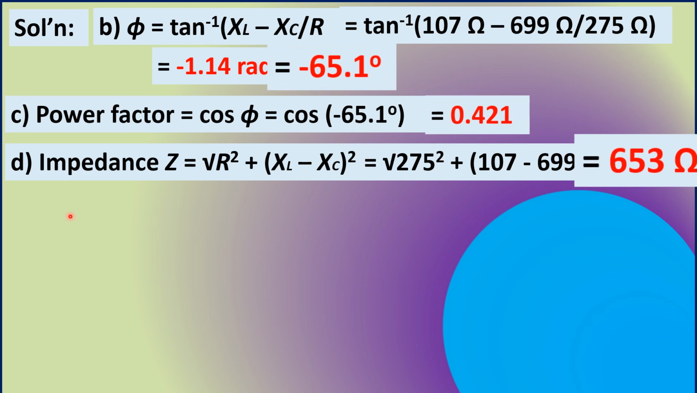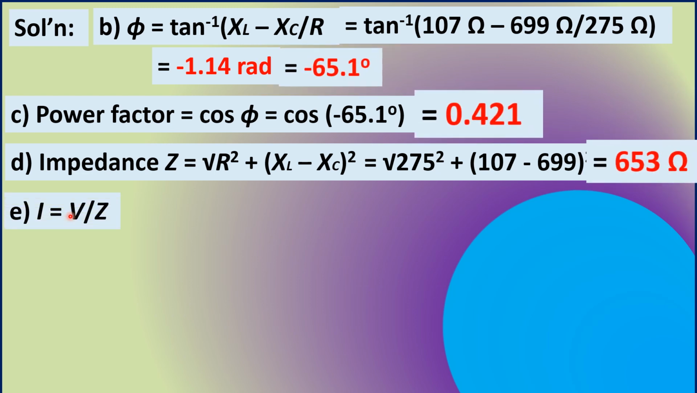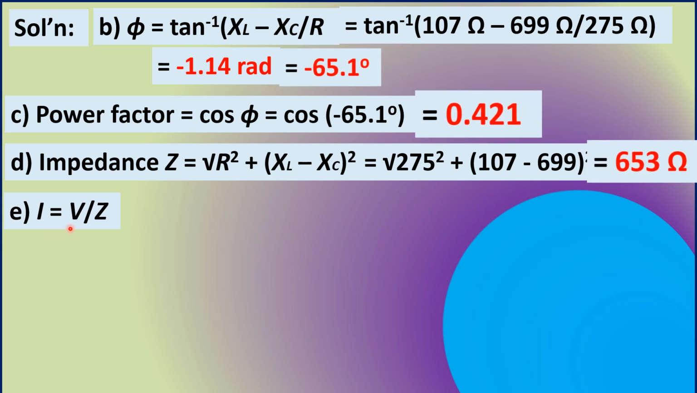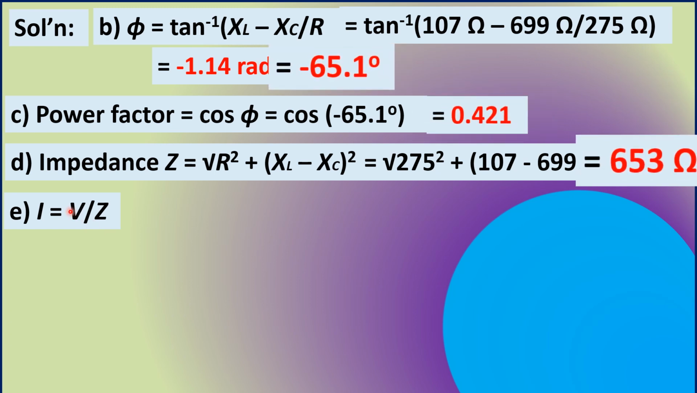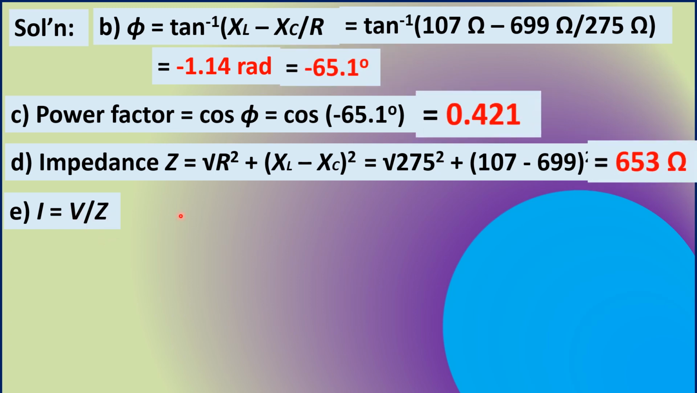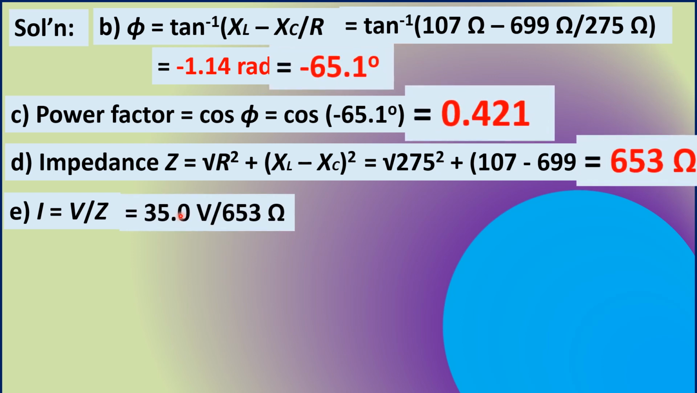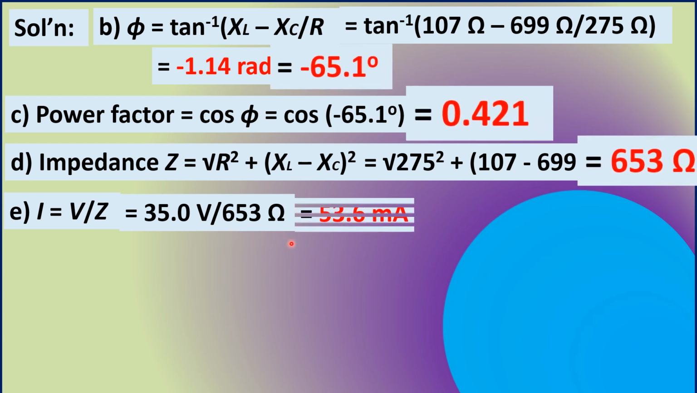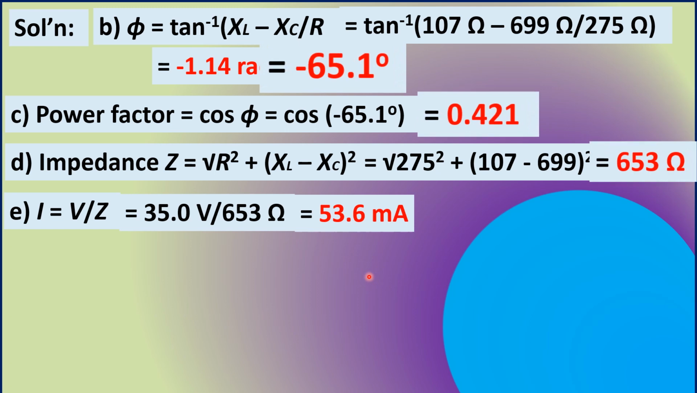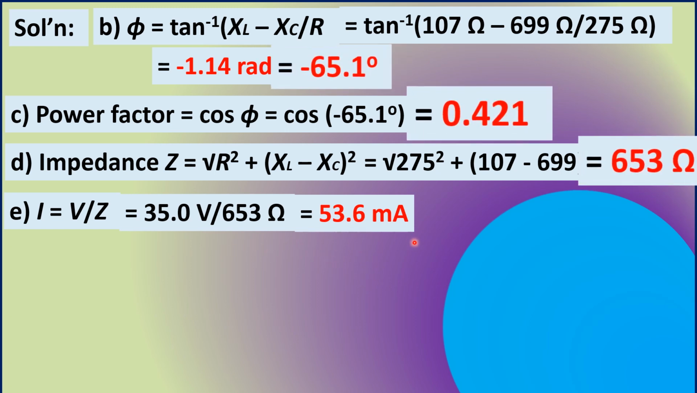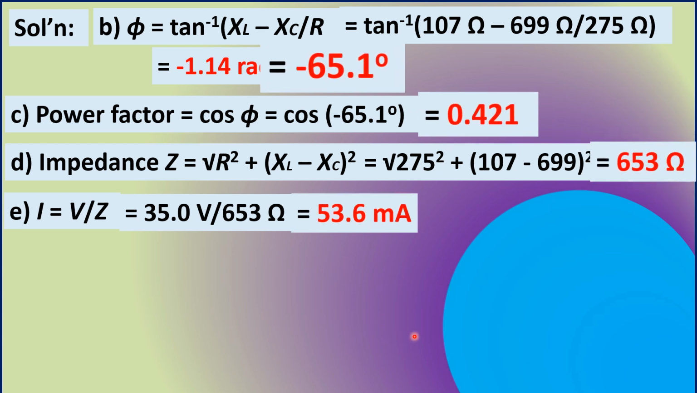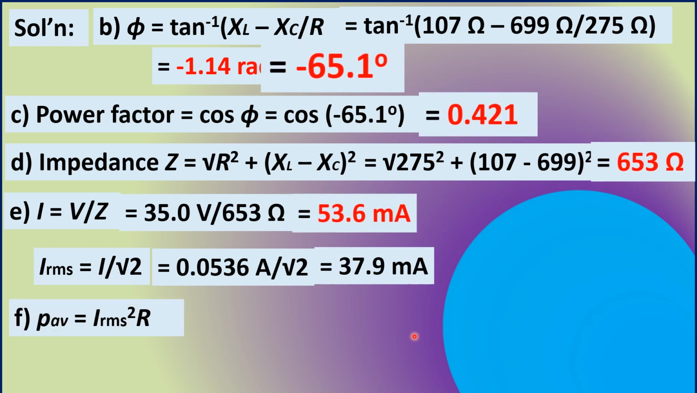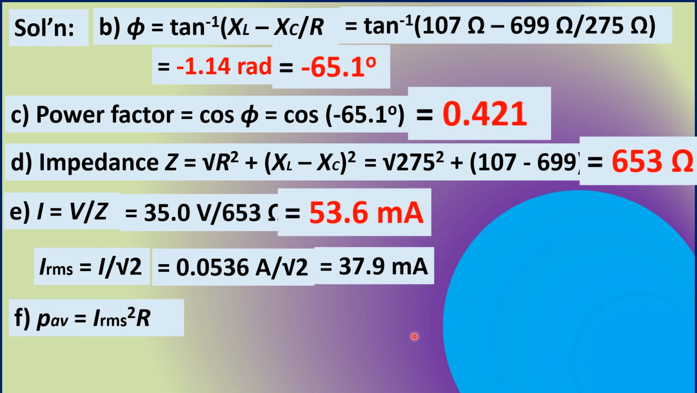And for question letter E, we're asked to find the current amplitude, capital I, which is just equal to the ratio of the voltage amplitude by the value of the impedance, or we divide 35.0 volts by 653 ohms, and we will get the value of the current amplitude, already expressed in milliamperes. It's 53.6 milliamperes.